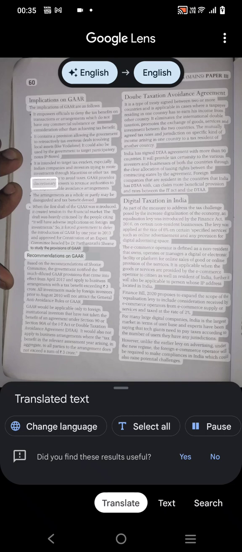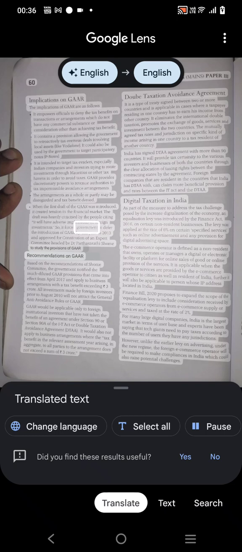GAR provides discretionary powers to revenue authorities to tax impermissible avoidance arrangements. The arrangements as a whole or partly may be disregarded and tax benefit denied. When the first draft of the GAR was introduced, it created tension in the financial market. The draft was heavily criticized by the people, citing it will have adverse implications on foreign investments.